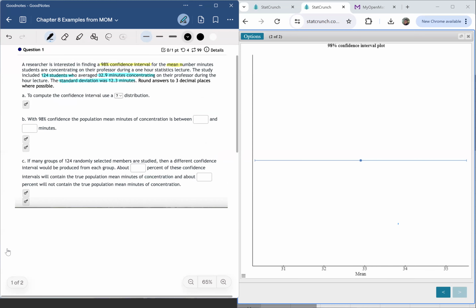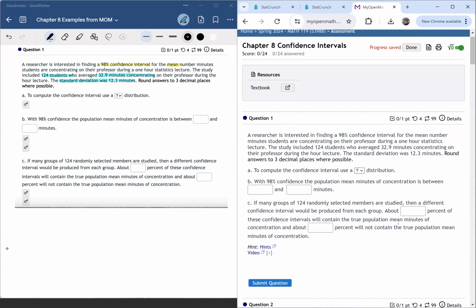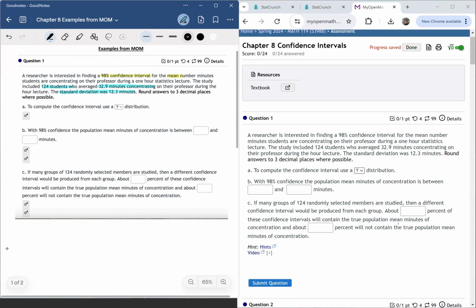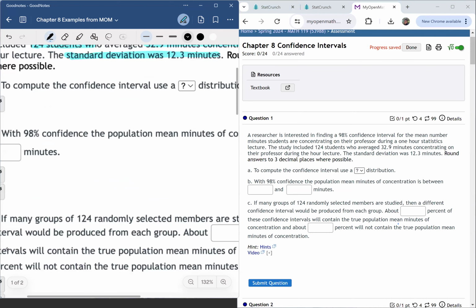Part A says to compute the confidence interval, use, and they ask us to choose between a couple of distributions. Let me go back to the screen where we can actually see the question. It asks us to choose between a z distribution and a t distribution. So if I come back over here for a moment, let's talk about what the differences between a z and a t distribution are.